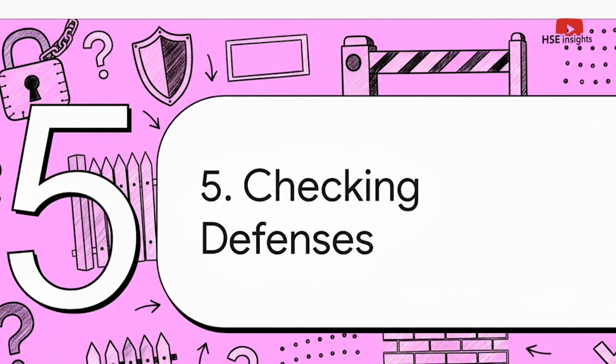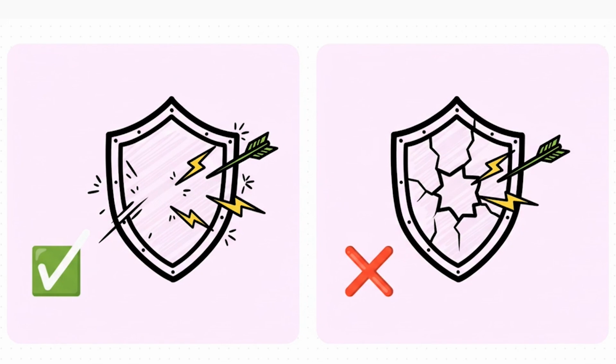Okay, so you've identified the risk, you've rated it, and you understand the cost. The final critical step is to look at the safeguards you already have in place and ask one simple, honest question. Are they enough? Your evaluation is going to lead you to one of two conclusions. Either your current controls are sufficient, meaning they're effective and they're managing the risk, or they're insufficient, which means there's a dangerous gap between your safety measures and the reality of the hazard.